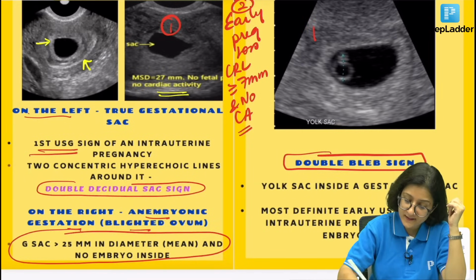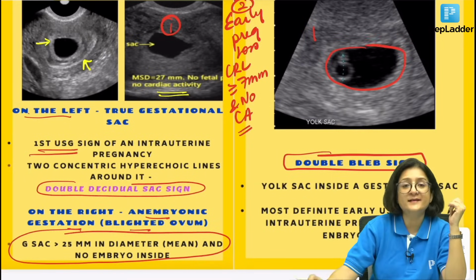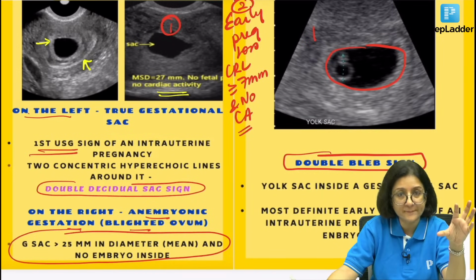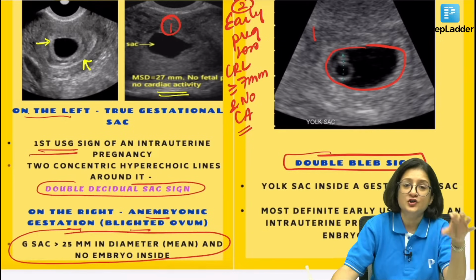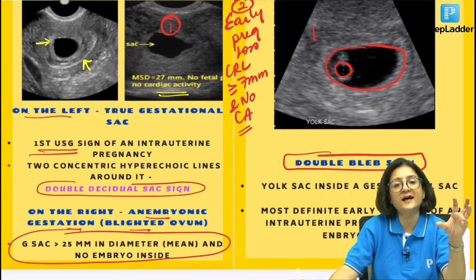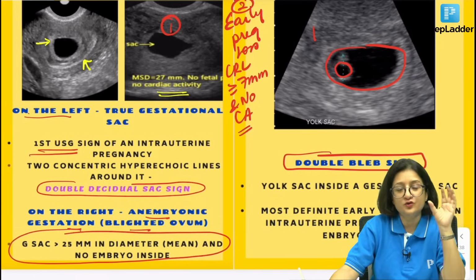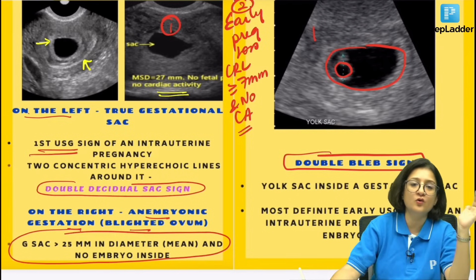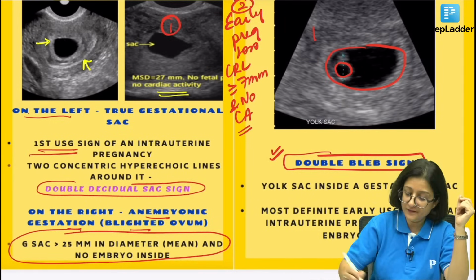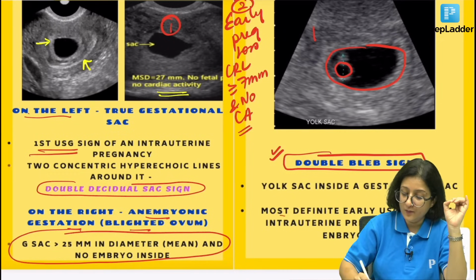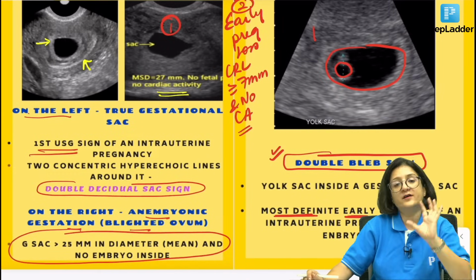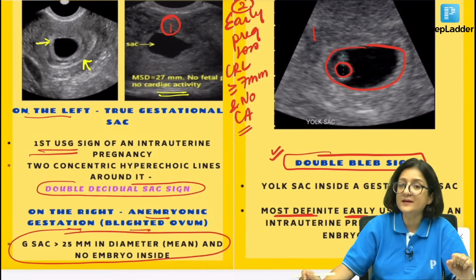Image on the right is showing a double bleb sign. You can see this is the gestational sac, and the gestational sac basically means the chorionic cavity. Inside the chorionic cavity, there is another sac which is the yolk sac. So yolk sac inside the gestational sac, yolk sac inside the chorionic cavity is the double bleb sign. If they ask the most definitive as well as early ultrasound sign of intrauterine pregnancy, it is double bleb sign.